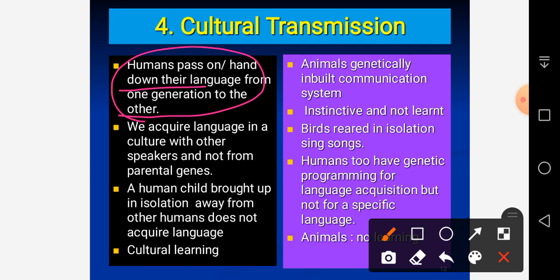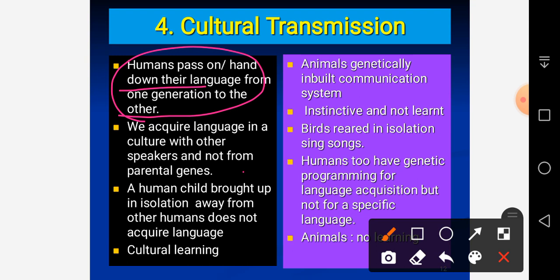You see, if the parents are short in height, their children are short in height. If parents have a wheatish complexion, mostly children will have a wheatish complexion, and if they have black hair, their progeny or offspring will also have black hair. So these features we may inherit from our parents. They may get transferred to us through parental genes, but language is not transferred.